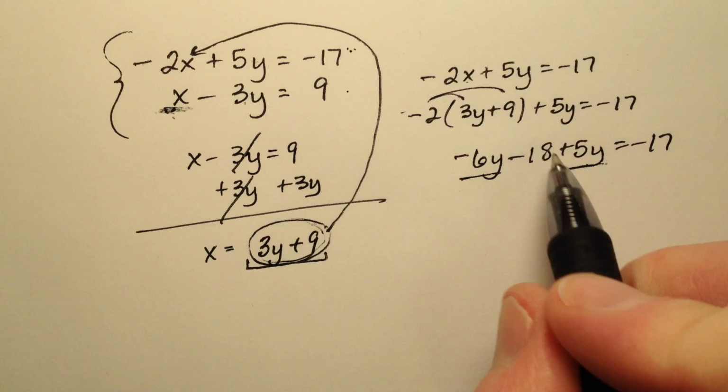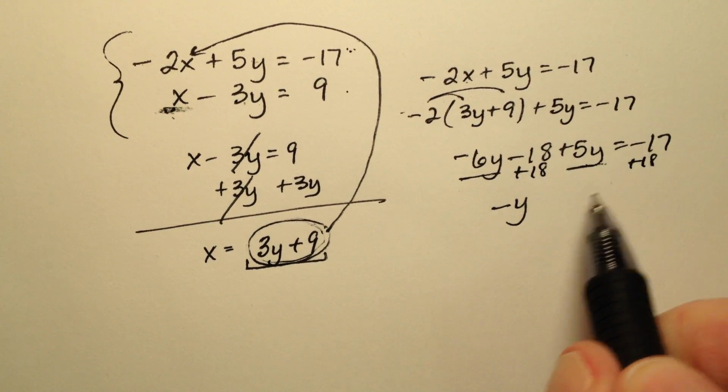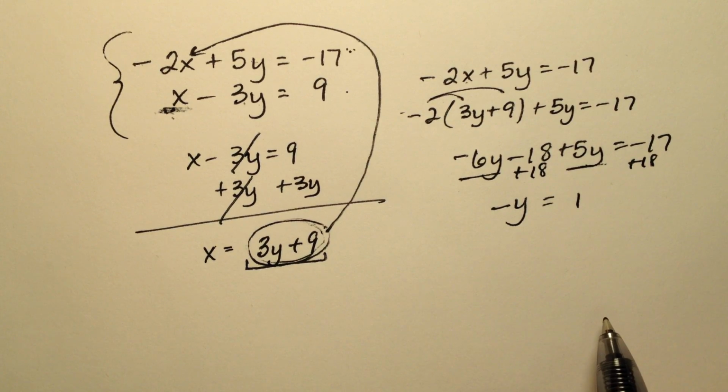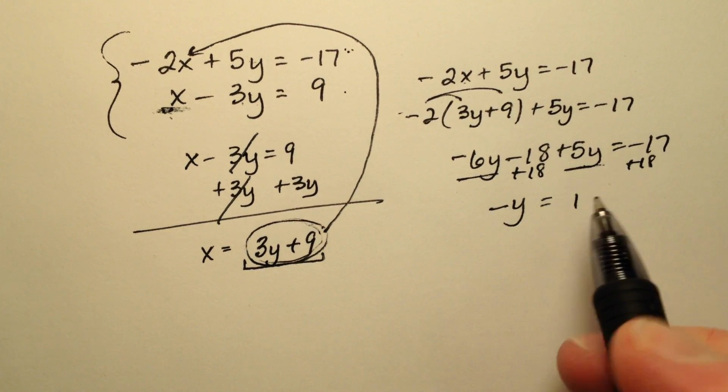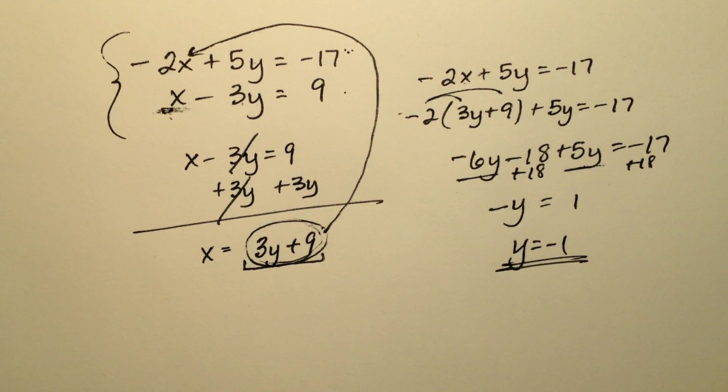I can combine my y's together to get a -y, and I'll add 18 to both sides to get 1. So I know that -y equals 1. If that's the case, I know that y is -1.